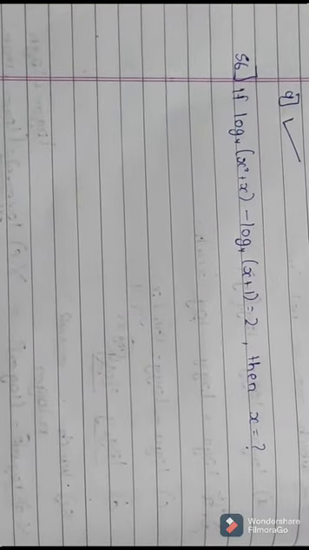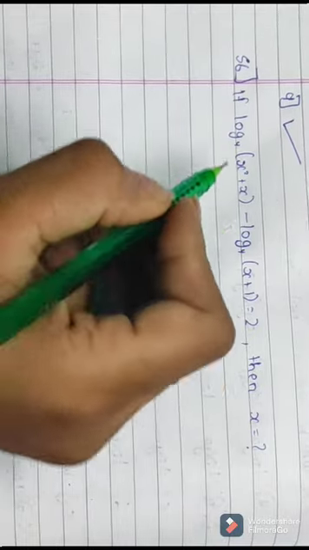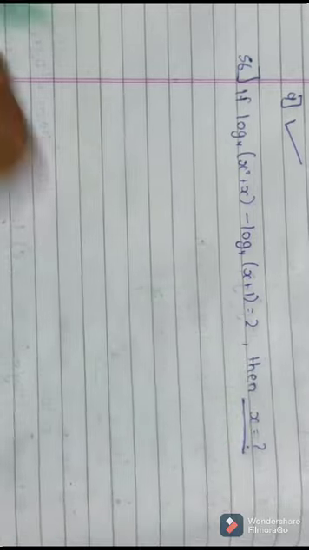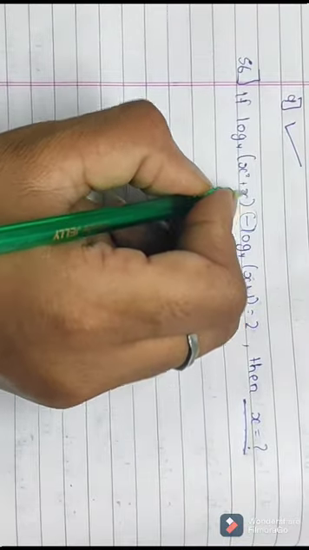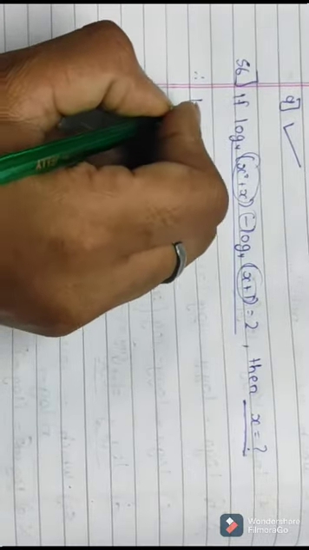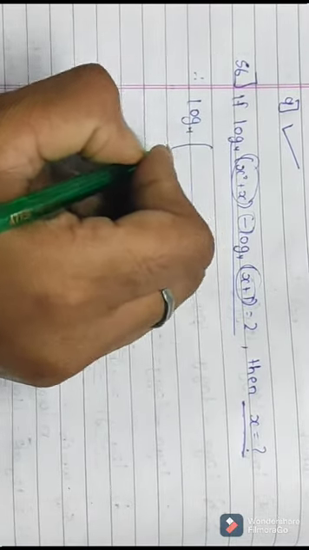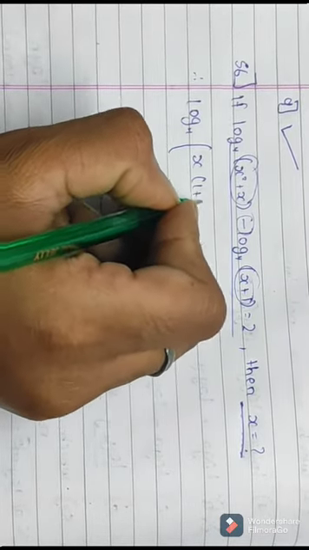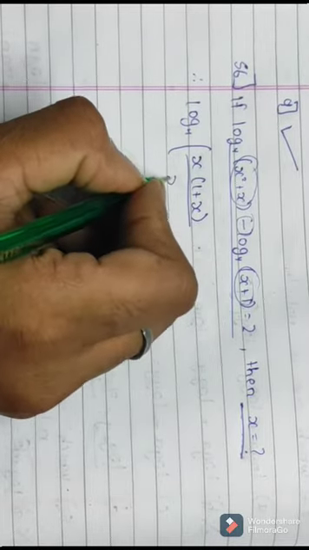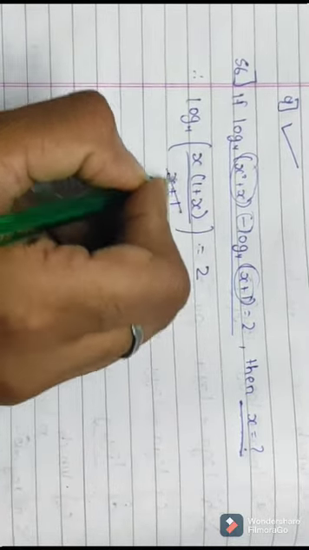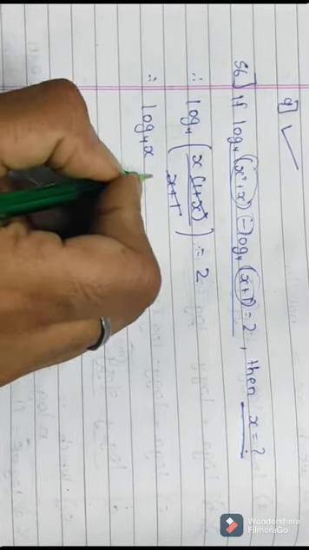Now here we need to simplify log (x square plus x) minus log (x plus 1) to the base 4 equals 2, and we need to find the value of x. Here there is a minus sign, so we can divide these both terms. Therefore we can write this whole as log to the base 4 of (x square plus x), we can take x common, into (1 plus x) upon (x plus 1), is equal to 2. Now this both will get cut. Therefore we get log x to the base 4 equals 2.